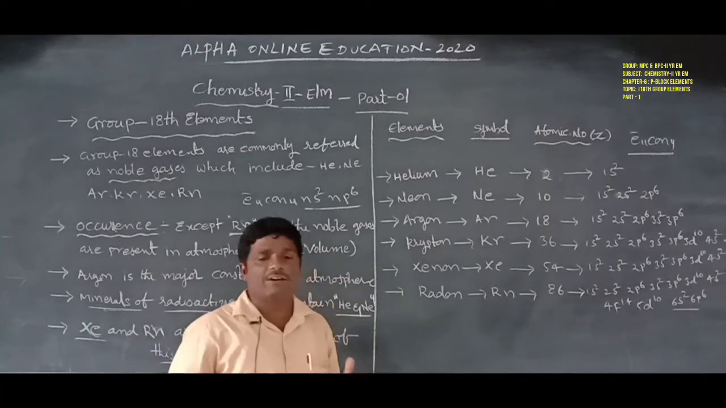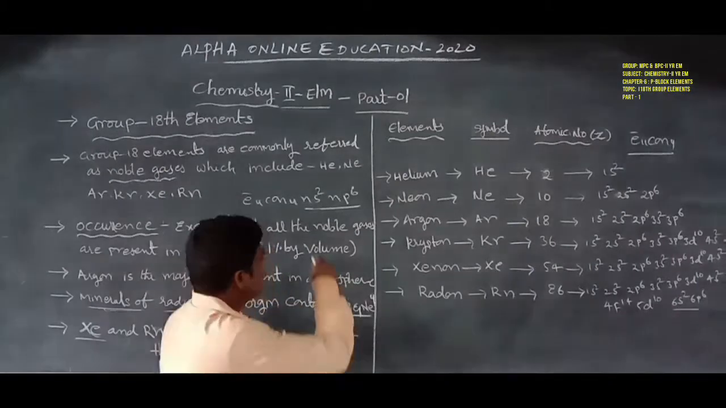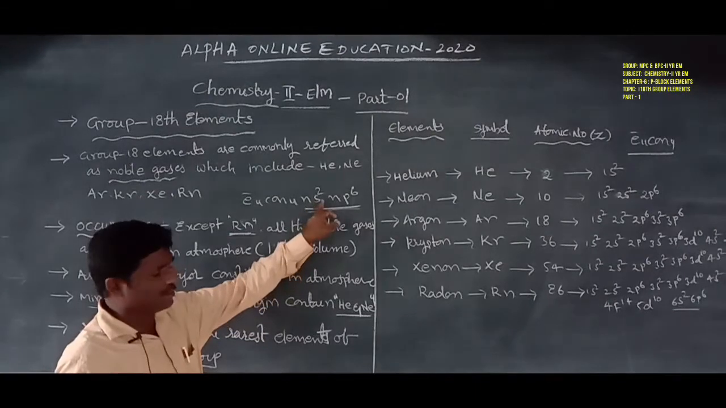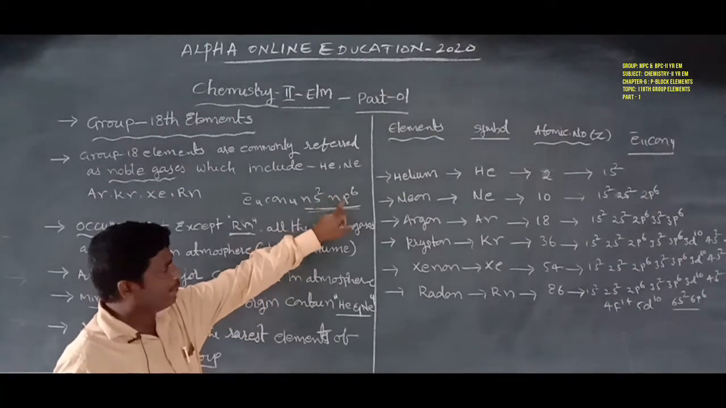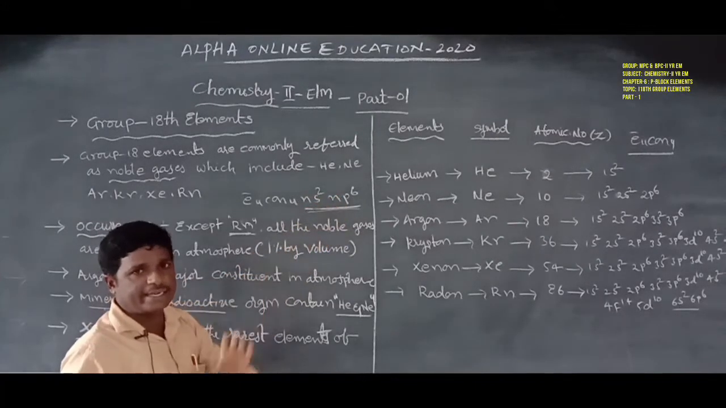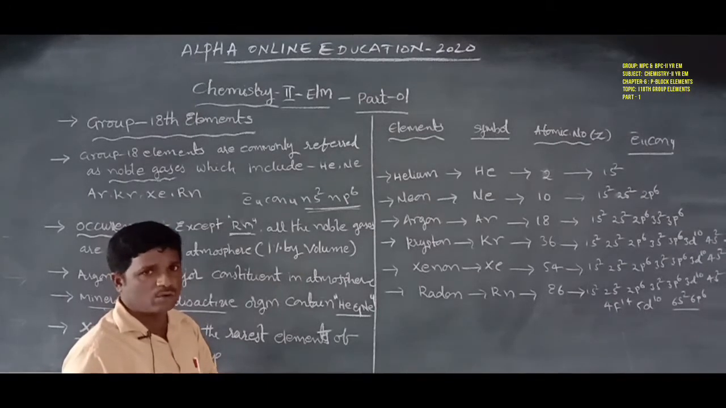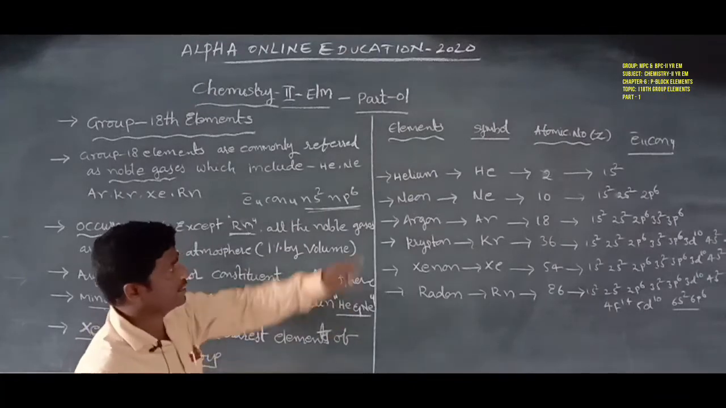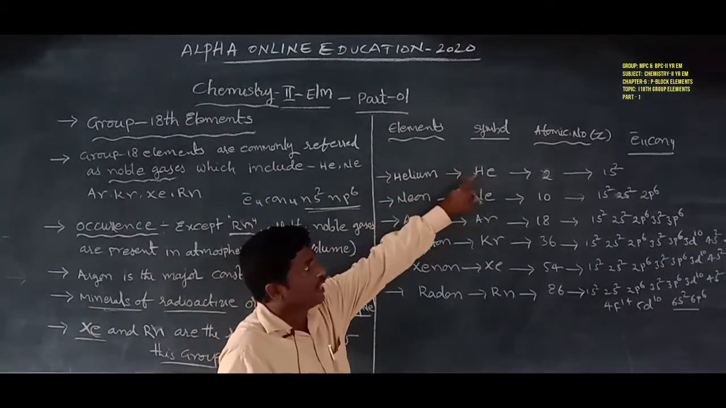The outermost valence shell electron configuration is ns2 np6, except helium. The s orbital holds 2 electrons and the p orbital holds 6 electrons, so the outermost shell has 8 electrons. So it is called the octet rule or stable electron configuration.